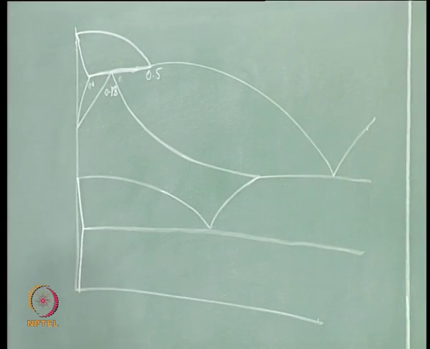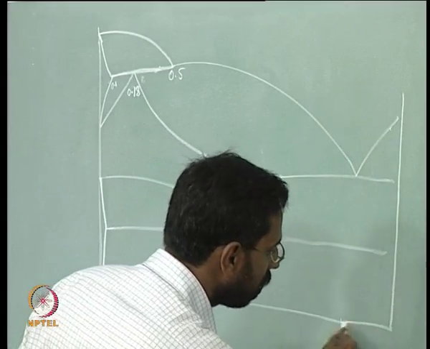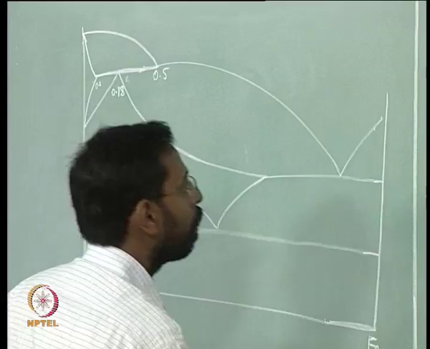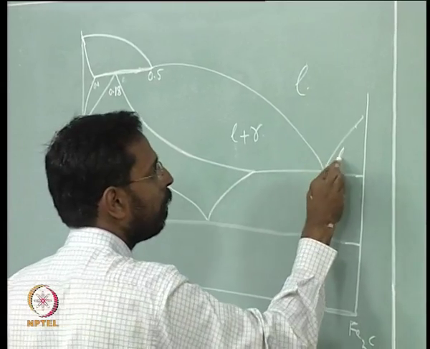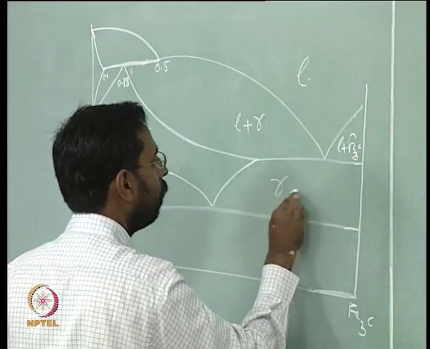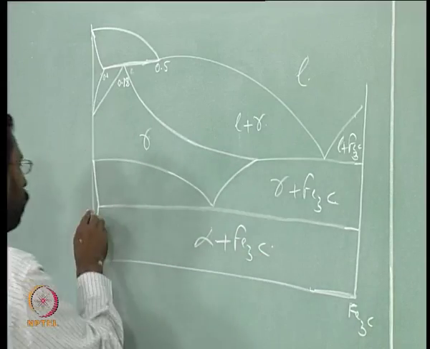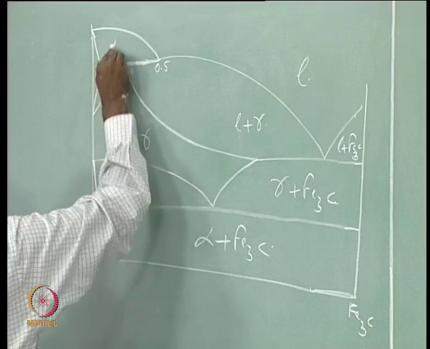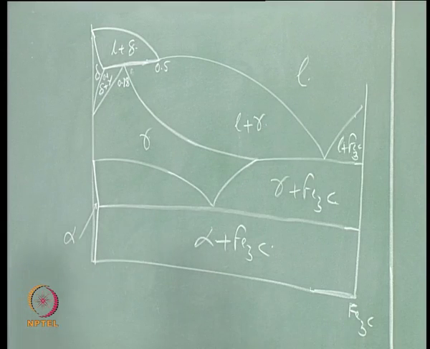So this is the diagram that we are talking about, and we have here again an Fe3C phase, we call it. So this is liquid. This is liquid plus gamma, this is gamma, this is liquid plus Fe3C, and this is gamma plus Fe3C, and this is alpha plus Fe3C, this is alpha, and this is delta, and this is liquid plus delta, this is delta plus gamma. So that is what the phases are.